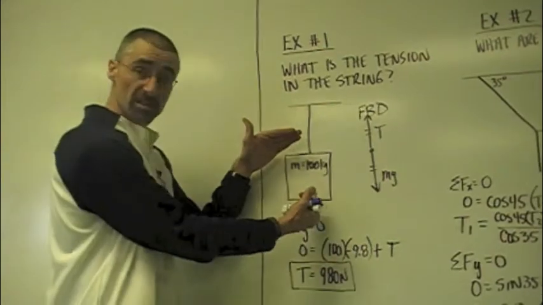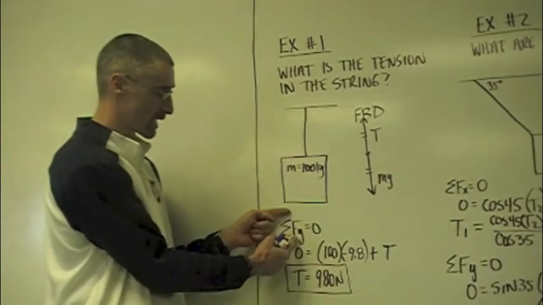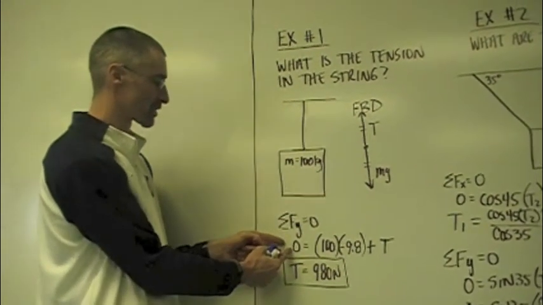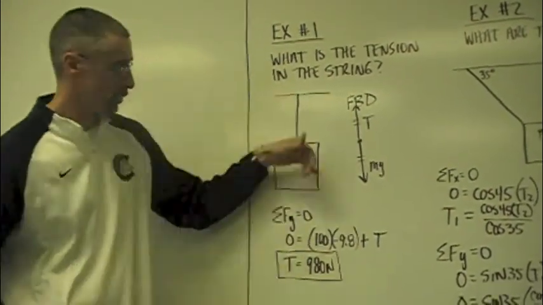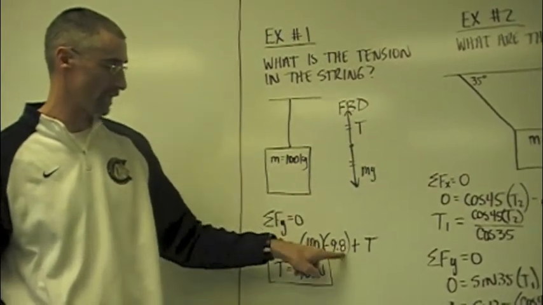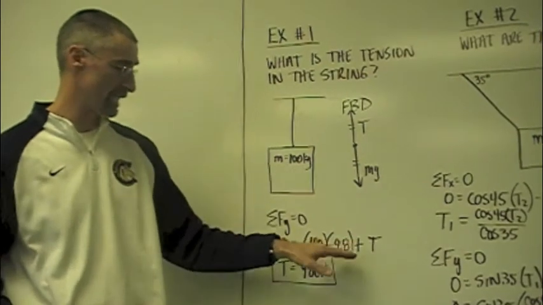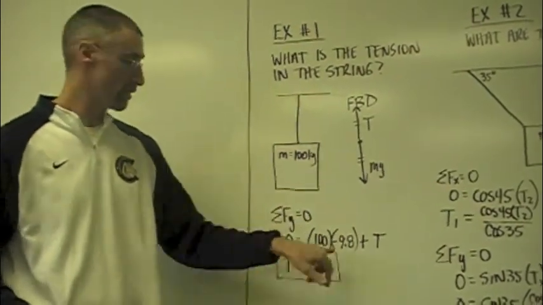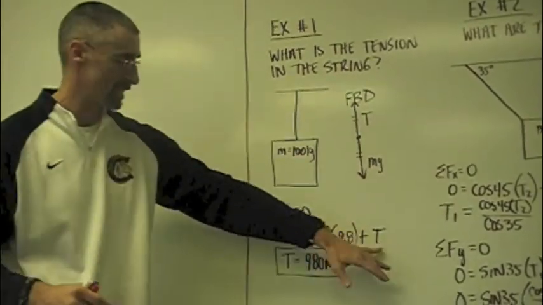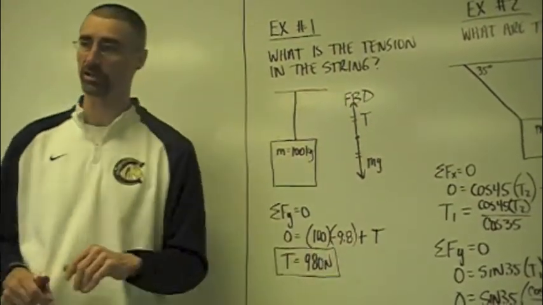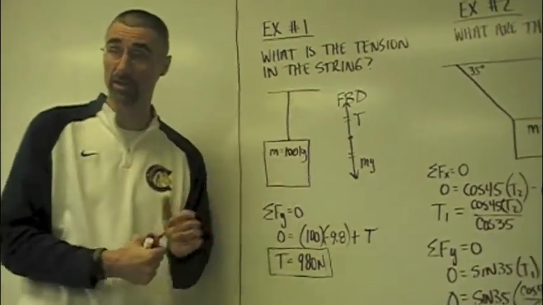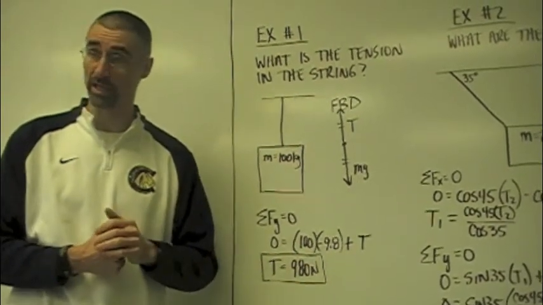If this thing is not accelerating, we can sum the forces on it and set them equal to zero. So the sum of the forces is zero. The force going down is 100 times negative 9.8, which gives us negative 980, plus T going up. Then we can solve for T, so T turns out to be 980 newtons, which is really straightforward and easy. We've done that enough that it should be really second nature.